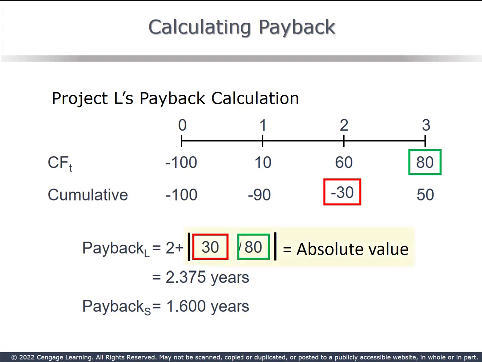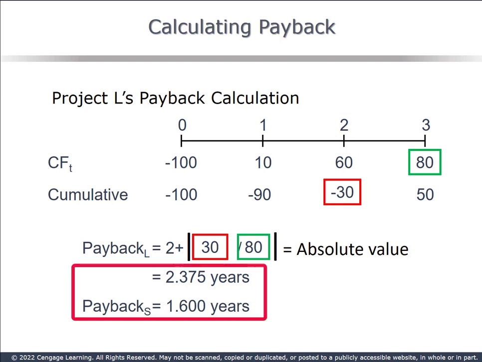We find the fraction by dividing the last negative cumulative cash flow by the cash flow in the next year and taking the absolute value. In this case, that's the absolute value of minus 30 divided by 80, 0.375. Add that to the last year with a negative cumulative cash flow, and you have payback, 2.375. Repeating the process for Project S results in a payback of 1.6 years.